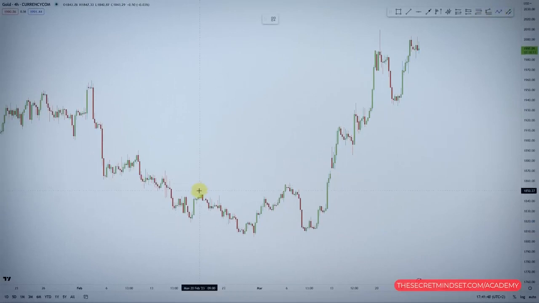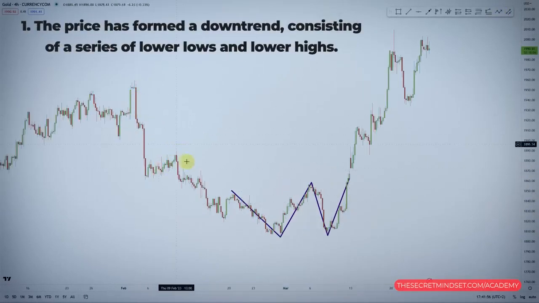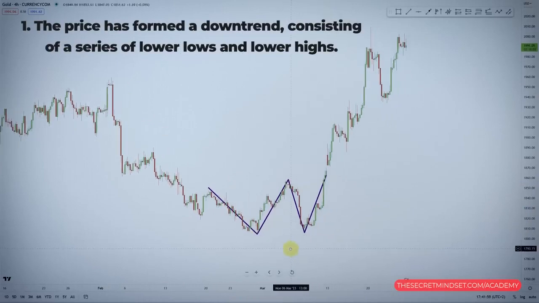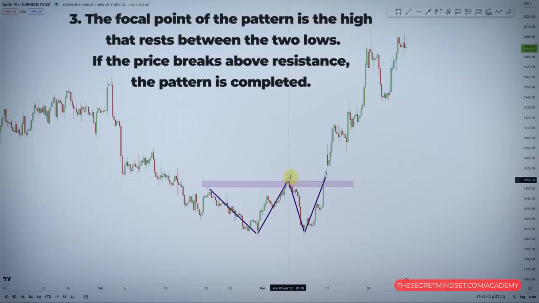The bullish double bottom pattern is simply the inverse of the bearish double top one. The price has formed a downtrend, consisting of a series of lower lows and lower highs. At some point, the price fails to make a lower low. Instead, the low price approximately matches the previous low. Again, the two lows don't need to be exactly the same. The focal point of this pattern is the high that rests between the two lows. This area is now considered resistance. If price breaks above resistance, the pattern is completed and the breakout has occurred.